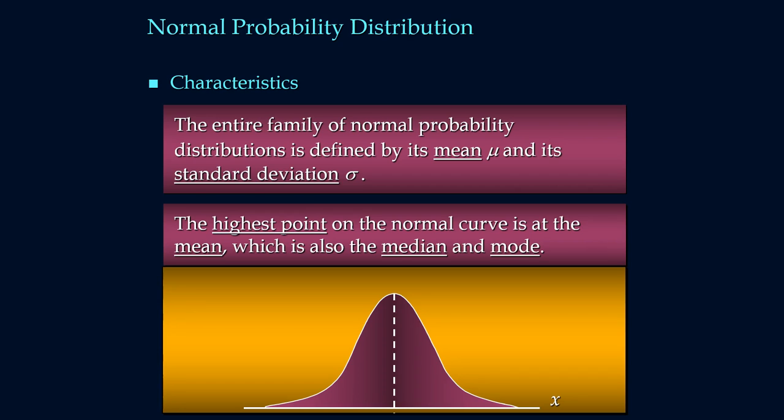Okay. And then the highest point on the normal curve is the mean, and it's also the median, which is the exact middle of all observations. And the mode is the most frequent observation that we see. Okay. So those all fall right in the middle of our distribution.